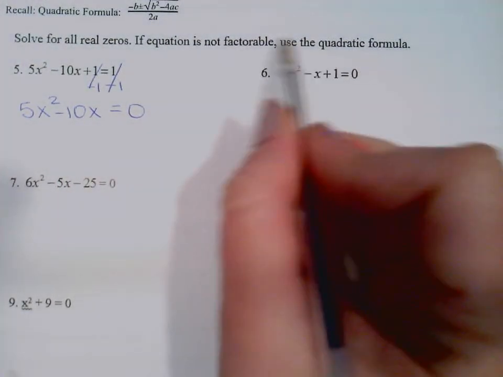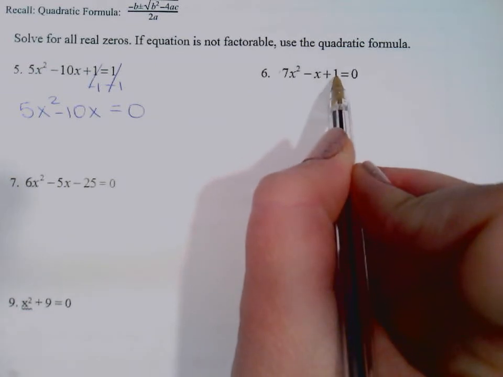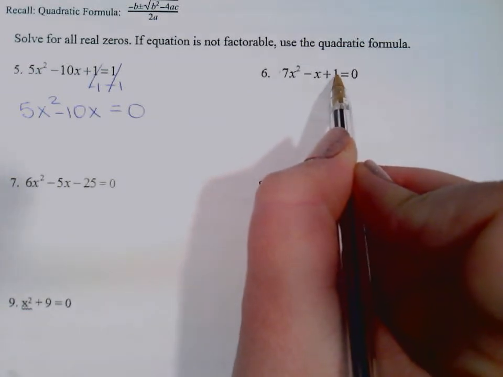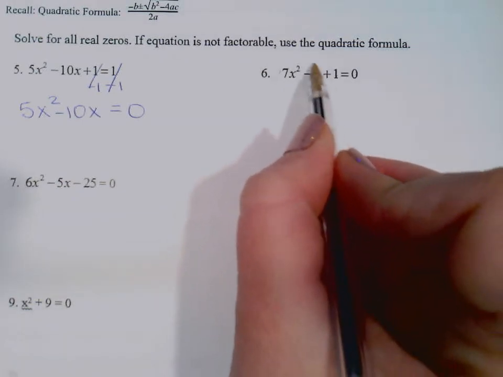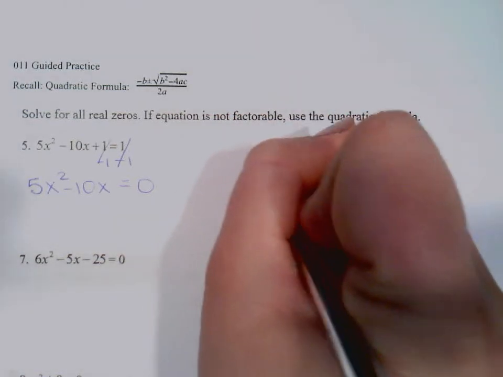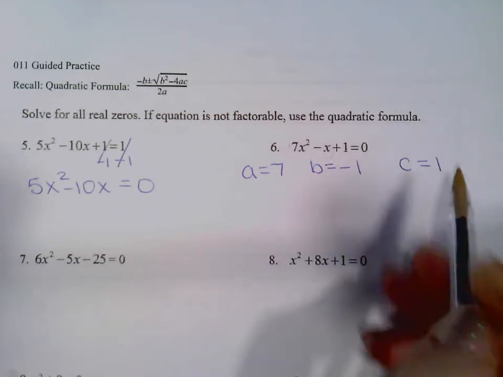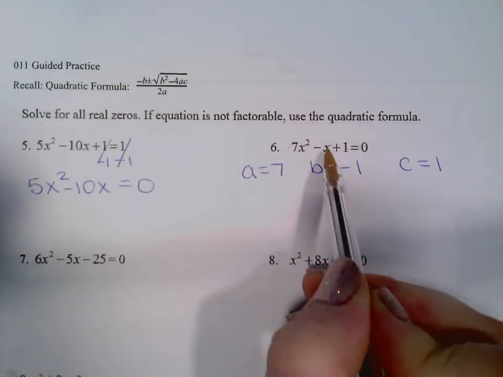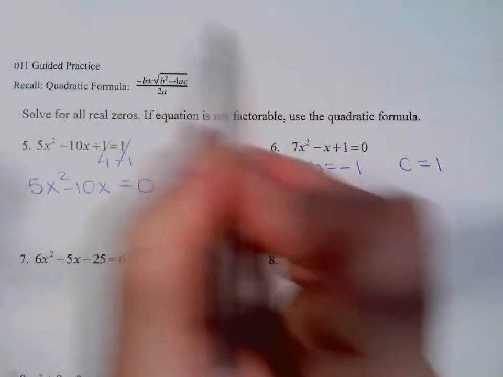I can tell this is not factorable because when I do 7 times 1 and get 7, the only factors of 7 are 7 times 1. How am I ever going to get -1 as my sum? So let me review with you the quadratic formula. The A value is 7, the B value is -1, and the C value is 1. Those are the coefficients of each of the terms.